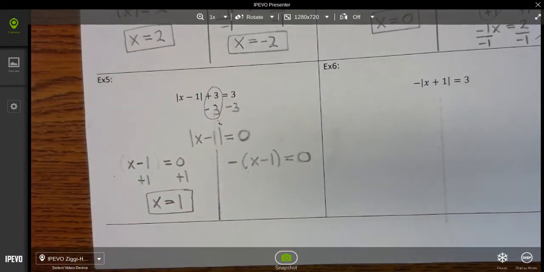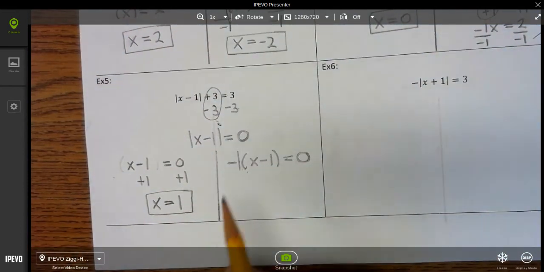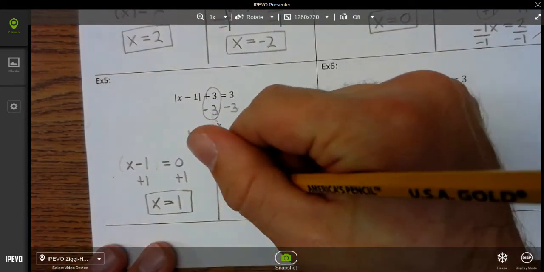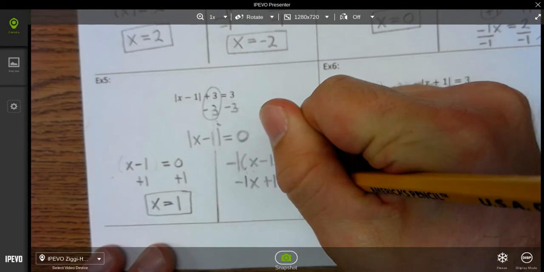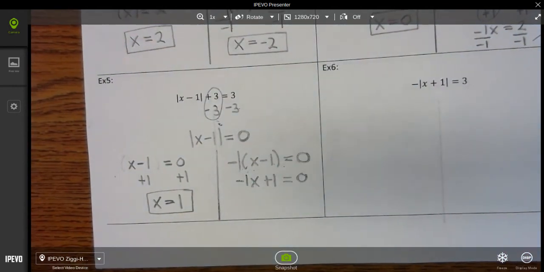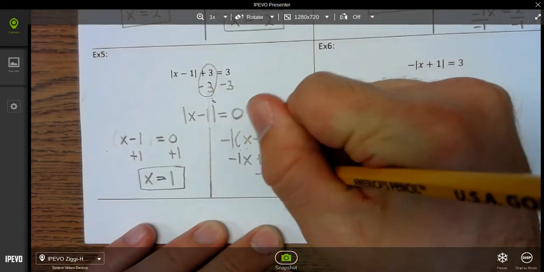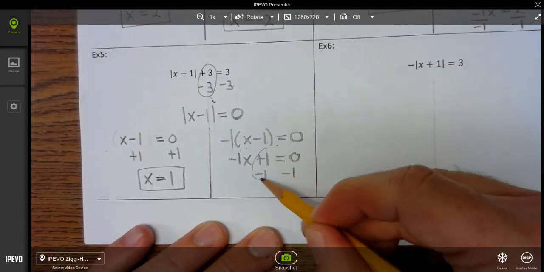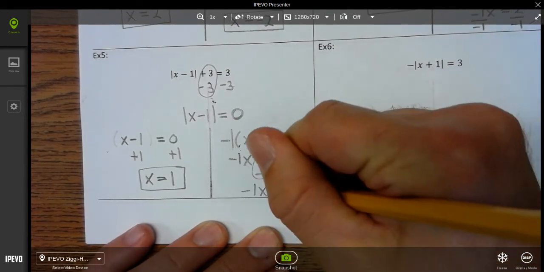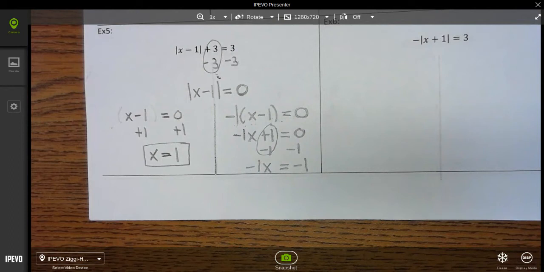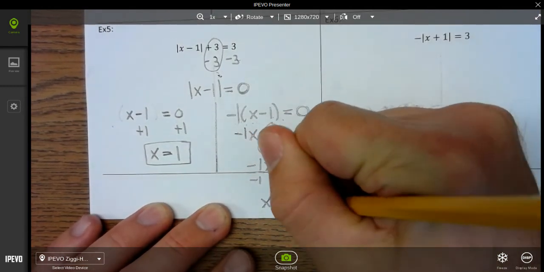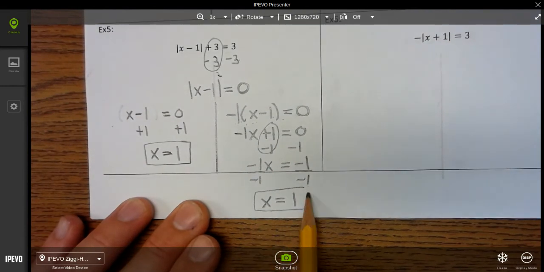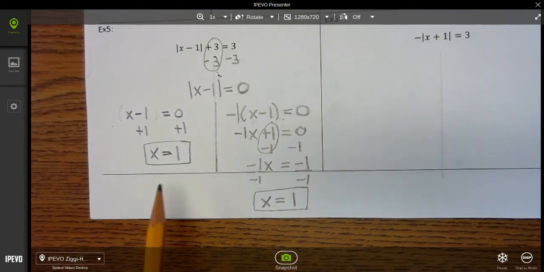Okay, now here we need to put a 1 in front of the parentheses, and we need to multiply that negative 1 by both terms. So negative 1 times x is negative 1x, and then negative 1 times negative 1 is a positive 1, equals 0. The next step is we subtract 1 from both sides. 1 minus 1 is 0. You get negative 1x equals negative 1. Then you divide both sides by negative 1, and so x equals 1. So your solutions are x equals 1, x equals 1.